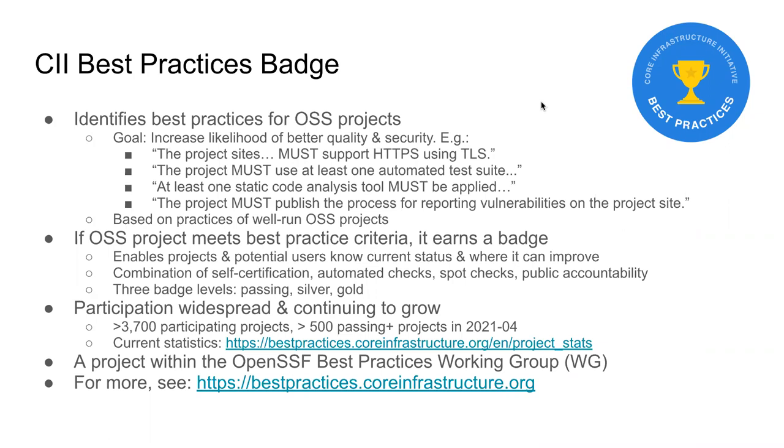And these are based on the practices of well-run open source software projects. If an open source software project meets those criteria, it earns a badge. And this enables projects and potential users to know its status. So there's that question earlier about, if I'm a potential user, what do these do for me? Well, they help you figure out, oh, wait a minute, this project is working hard to apply a lot of good practices. There are three badge levels: passing, silver, and gold.